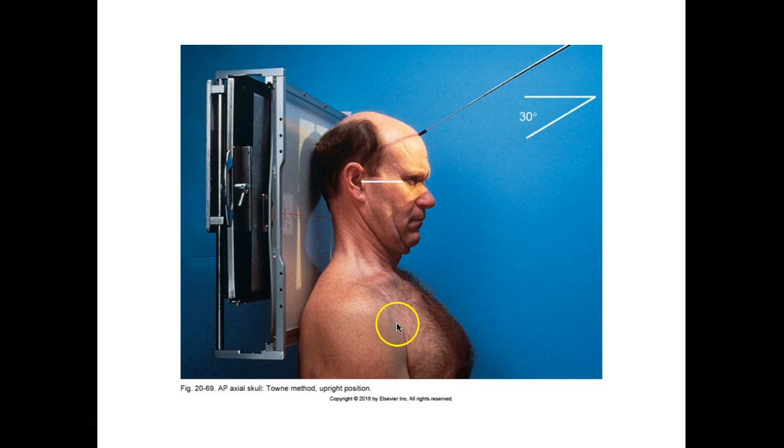Okay, so here's your OML. So the patient's upright. You can see that the top of the IR is at the vertex, right there. So you're right at the top. You're about 2.5 inches above the glabella, passing through the EAM to the foramen magnum. So with your OML, you're going to go 30 degrees caudad. So 2.5 inches up, 30 degrees caudad, passing through the EAM.